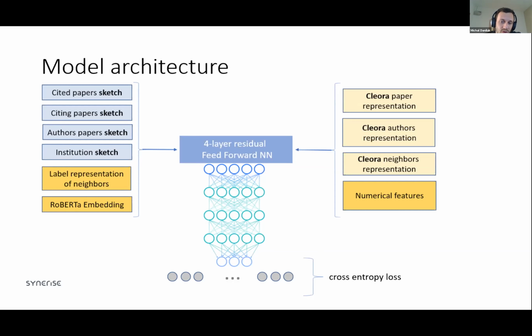We use also BERT paper representation as an input to the model. Furthermore, we apply Cleora, our open source method, to represent a given paper and its neighbors. I will also tell you about it more in the next slides. And in addition, we also include some simple numerical features such as the year of the paper, number of authors, number of cited papers, and so on.